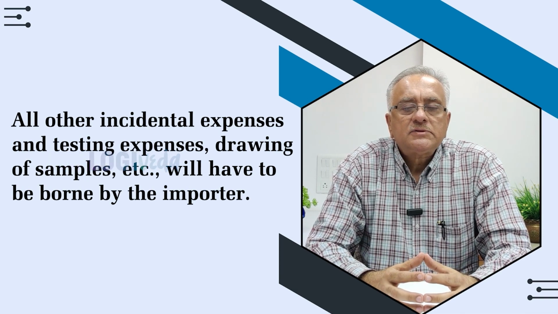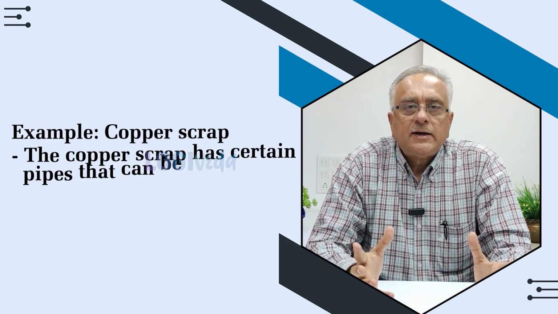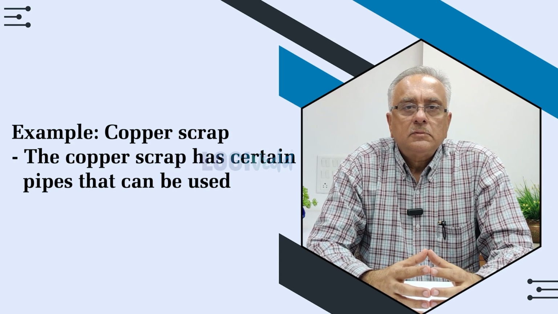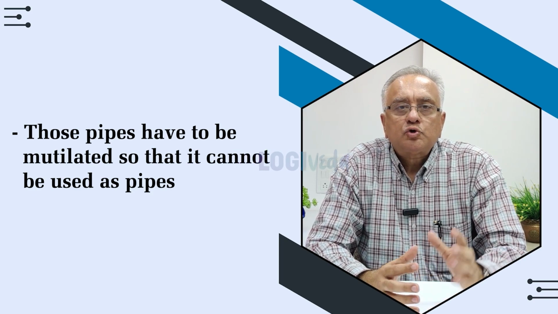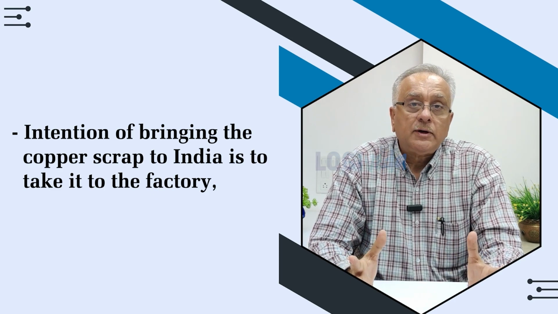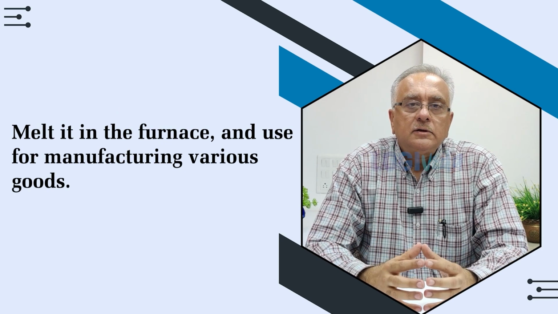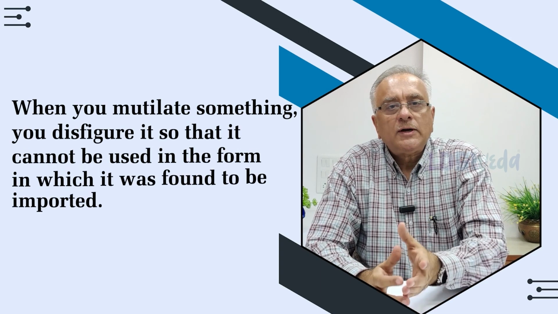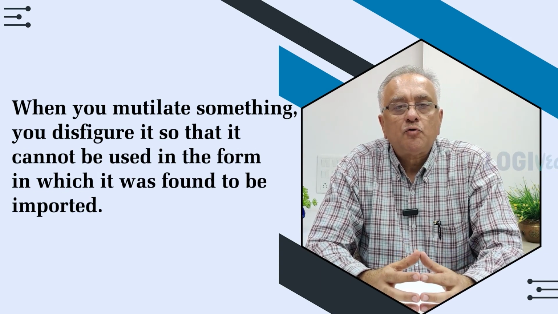Similarly, many a time certain cargo is brought to India in a scrap form. Let us take an example, copper scrap. The copper scrap has certain pipes which can be used. Then those pipes have to be mutilated so that they cannot be used as pipes, as the intention of bringing the copper scrap to India is to take it to the factory, melt it in the furnace and use it for manufacturing various goods. So when you mutilate something, you disfigure it so that it cannot be used in the form in which it was imported.